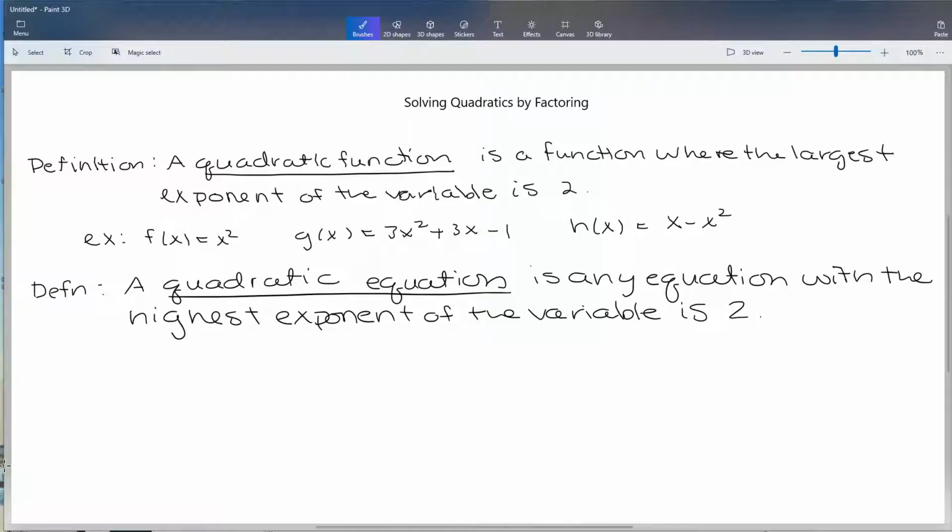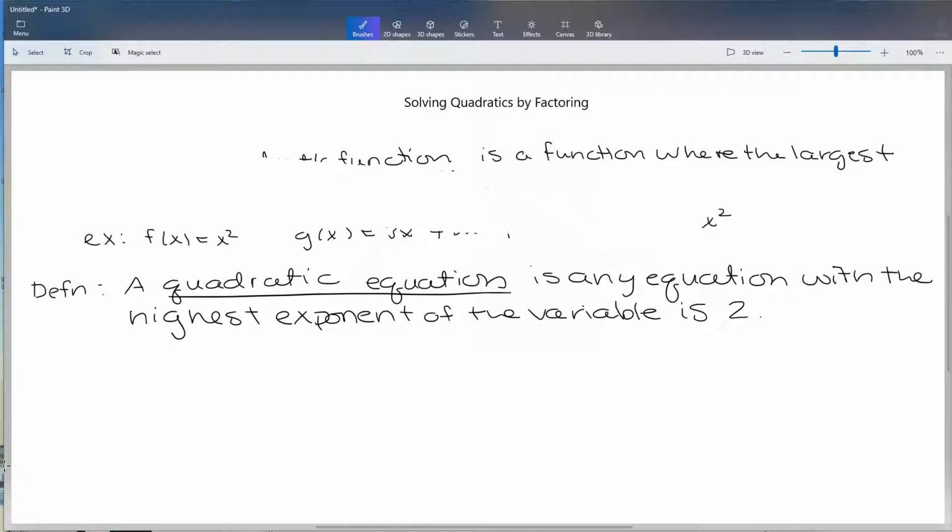Okay, so again, quadratic refers to the highest exponent of the variable being 2, okay? And now we are looking at an equation that has that property, okay? So let's talk about how to solve a quadratic equation using factoring.